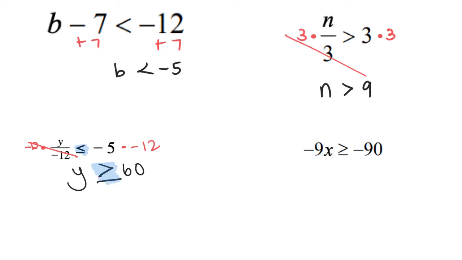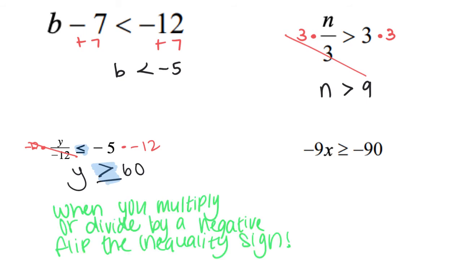And the reason we're flipping the sign is because every time you multiply or divide by a negative, it's going to change the sign of your original answer. So I started out with a -5, my answer was negative, and then I went to a positive number. So when you multiply or divide by a negative, you need to flip the inequality sign.